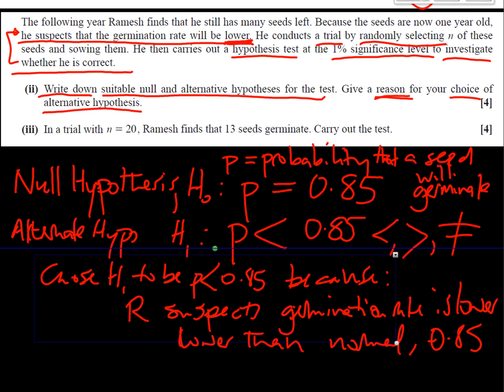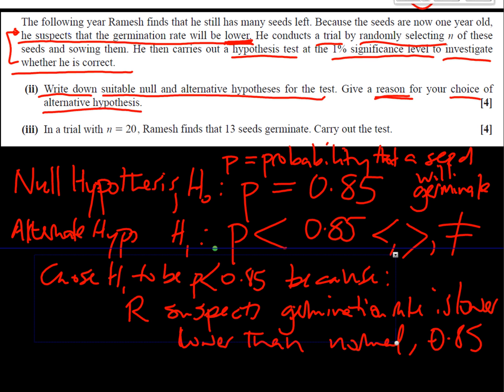We're going to get 1 point for defining P to be the probability that a seed will germinate. We get a point for writing our null hypothesis, we get a point for writing our alternative hypothesis, and we get a point for giving a reason. So we're doing pretty well so far here, aren't we?